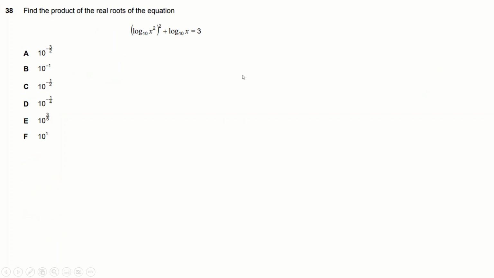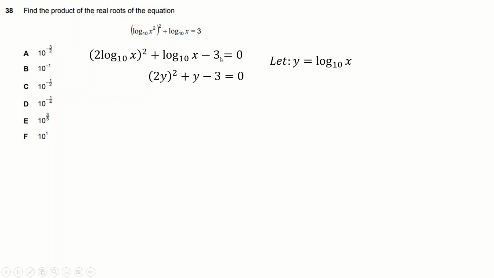Question number 38. So this immediately looks like a quadratic as soon as you look at it, if you've got a trained eye. There's a nice first step which I think is necessary, which is to realize you can move this 2 here out to the front using the power law with logs. And now, of course, if we just let y equal log to base 10 of x, this here can become 2y all squared plus y minus 3 equals 0.